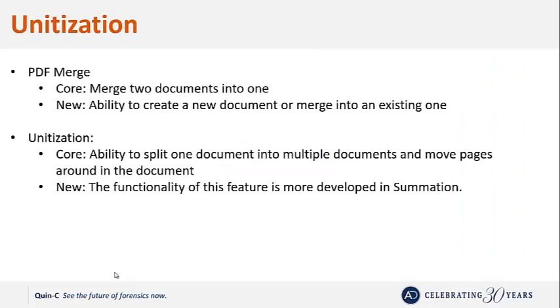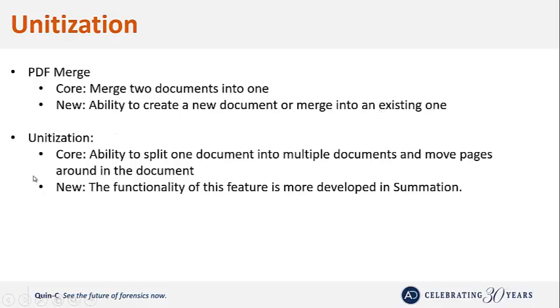So unitization, these again are catch-up features. We did the PDF merge, the ability to stick 2 documents together into one. We did introduce a slightly new capability, but not significant enough for me to color this thing red. But we now have the ability to create a new document or merge the resulting document into one of the existing ones. So if you have document A and document B, and you want to merge them together into document C, you can do that. That would be like what's available in Summation.